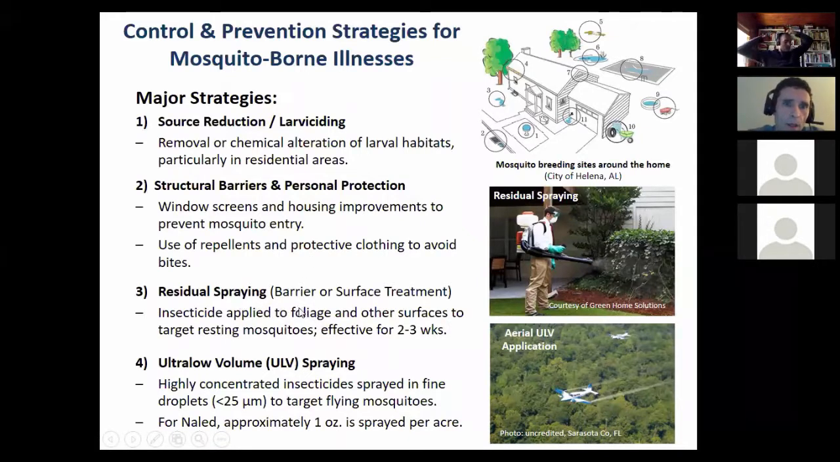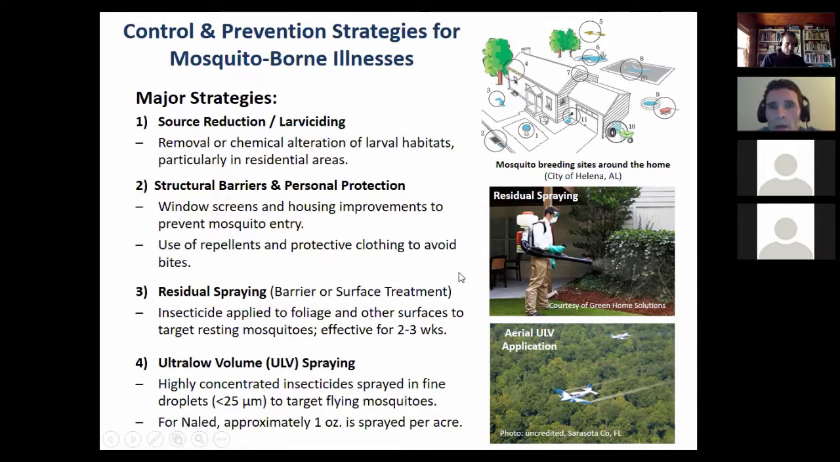And then residual spraying. If you do have a really intense mosquito problem, you can have companies come out and do applications of barrier spray. This is on places where mosquitoes rest, so it will get them while they're resting. Now, it has to be applied every 2 to 3 weeks because it breaks down in sunlight. One of the things you want to avoid is spraying flowering plants, because this can have a negative effect on pollinators.